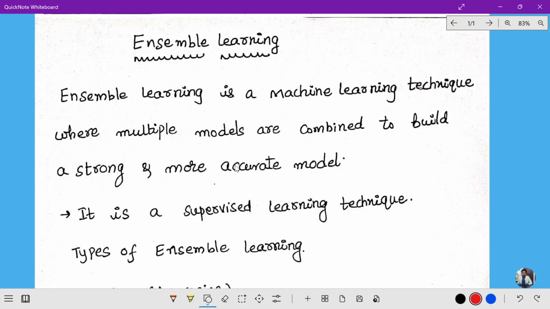In this video, I will explain about Ensemble Learning. One of the most important questions: are these notes enough to write the exam?